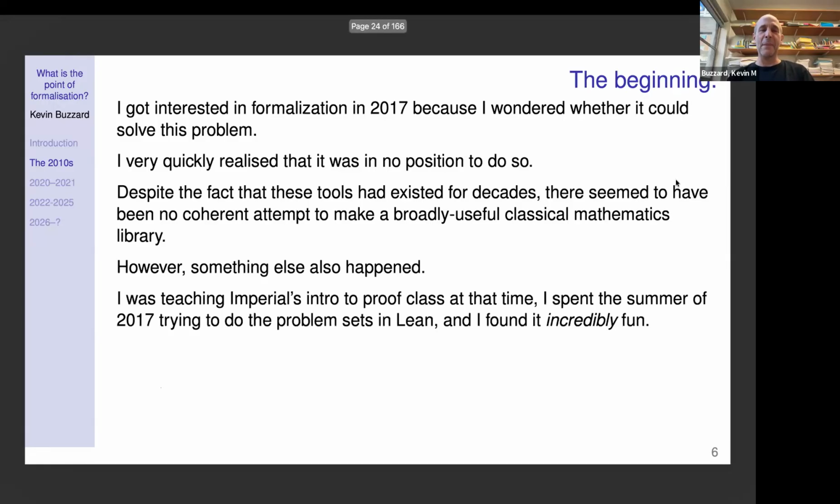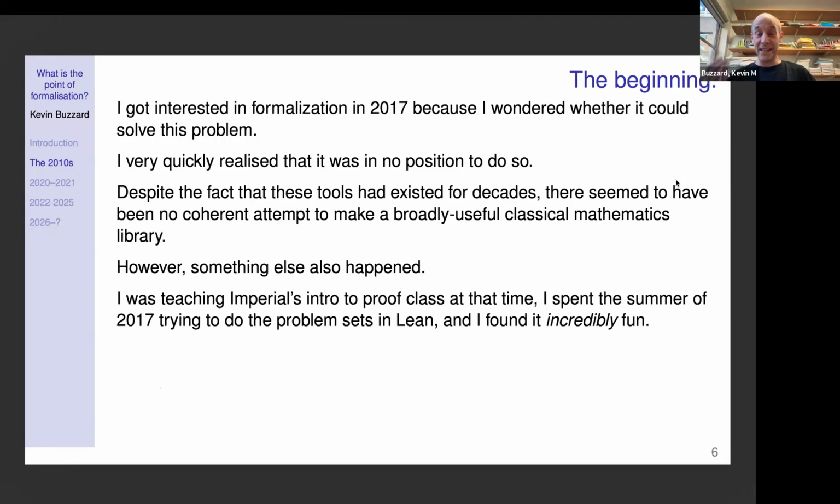But the other stupid thing that happened was I was also teaching our intro to proof class. So to try and learn the software, I chose, well, Tom Hales suggested Lean. So I spent the summer of 2017 trying to do the questions that I was going to give the undergrads at Imperial in October, trying to do these things myself in Lean. It was really, really enjoyable.